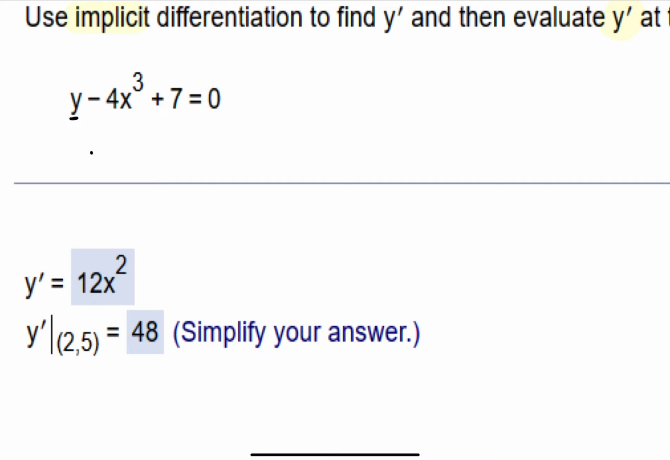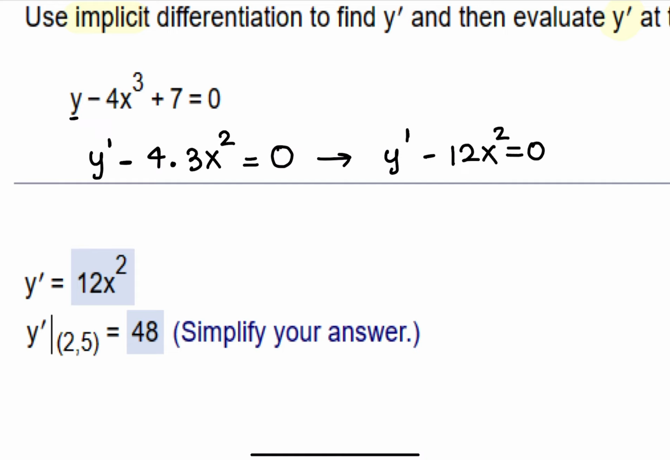Differentiation of y is y prime, minus differentiation of 4x cubed, which is 4 times 3x squared. Differentiation of 7 is 0. So 0. Very good. What do I have? This gives me y prime minus 12x squared is equal to 0. So my y prime is 12x squared.